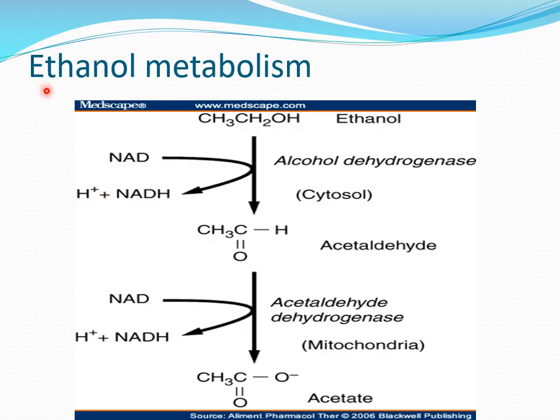In ethanol metabolism, ethanol goes inside the liver and through alcohol dehydrogenase in the cytosol of the hepatocyte it is converted to acetaldehyde. Then it goes into the mitochondria, where the enzyme acetaldehyde dehydrogenase converts it to acetate. In this conversion of ethanol to acetate, there is a utilization of NAD to NADH. So a redox reaction occurs there, and this NADH causes toxic or oxidative injury to the liver cells.